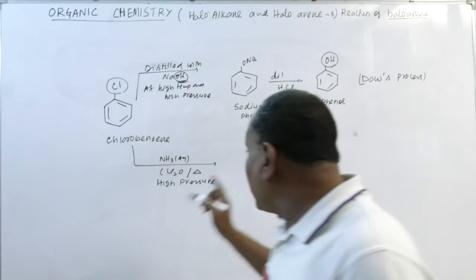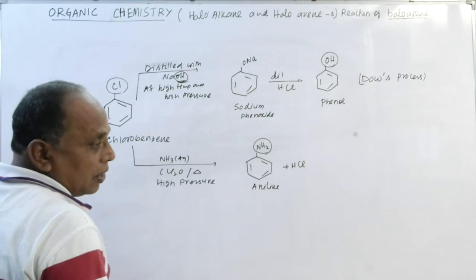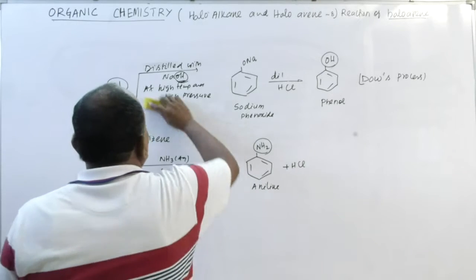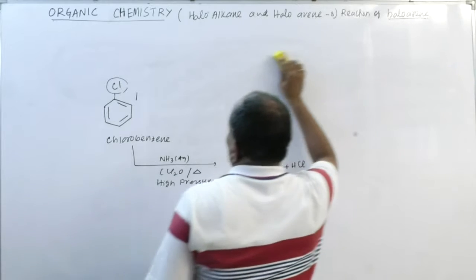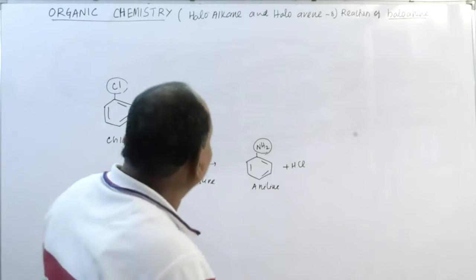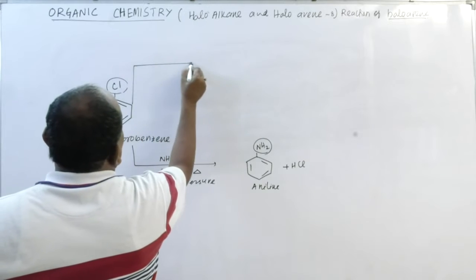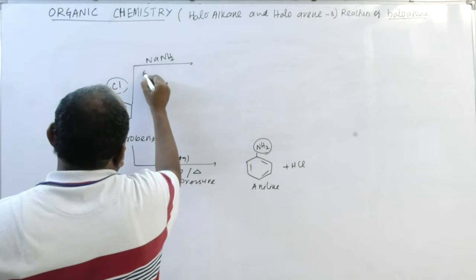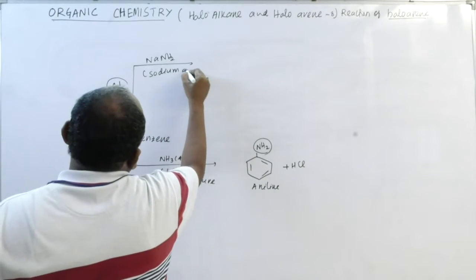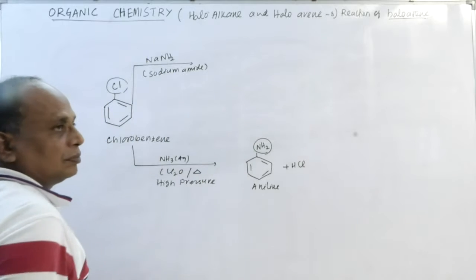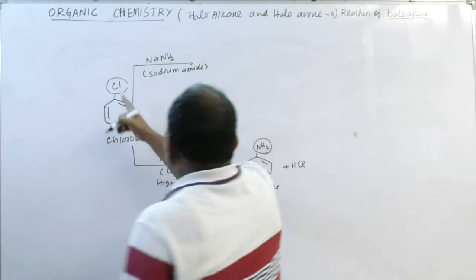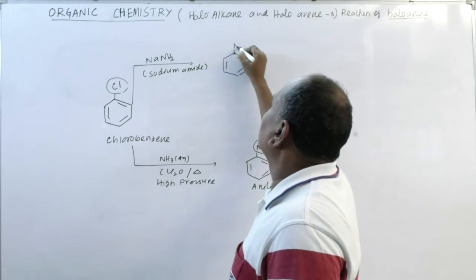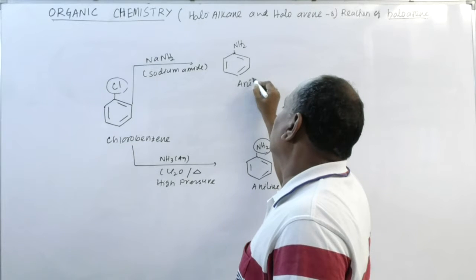Okay students, chlorobenzene can also undergo nucleophilic substitution reaction when treated with a strong base, that is NaNH2, sodium amide. So it is a strong base. The chlorine can be easily substituted to form aniline.